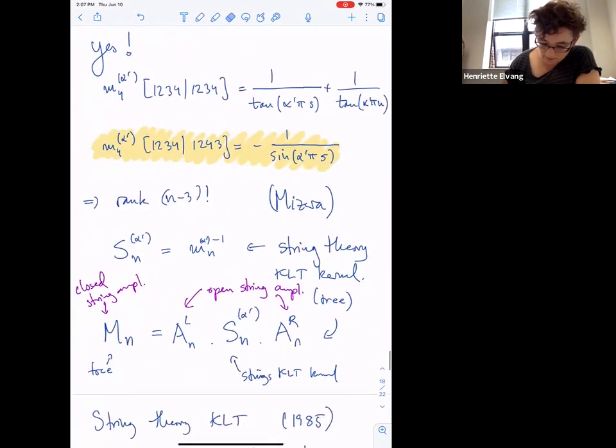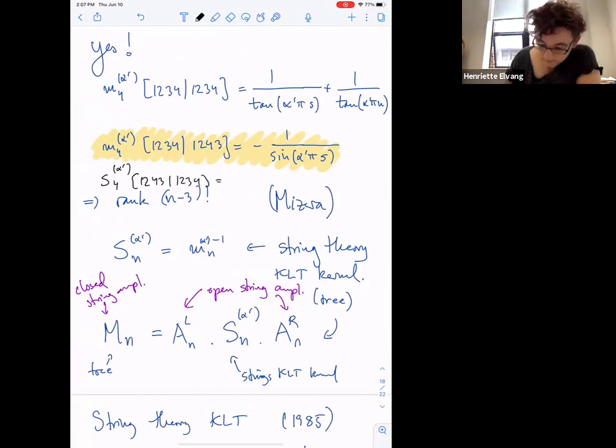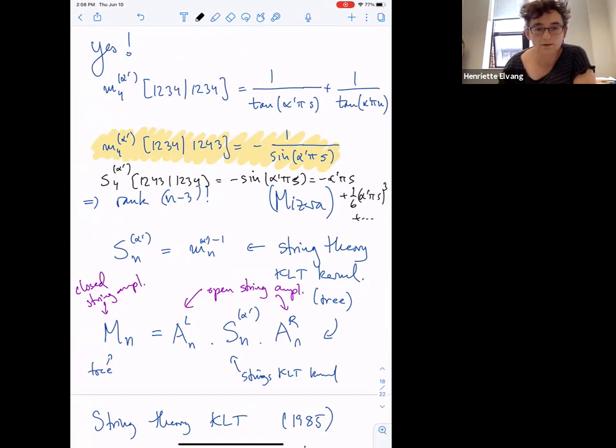So when I expand the kernel here, let me write that. S4 alpha prime will be the inverse of this thing, with 1, 2, 4, 3, 1, 2, 3, 4, will then be minus sine alpha prime by S. And when I expand that in small alpha prime, I get the leading order S, I get 1/6 alpha prime pi S cubed, etc. So you see two special features here. The one you mentioned, that this thing only depends on S.